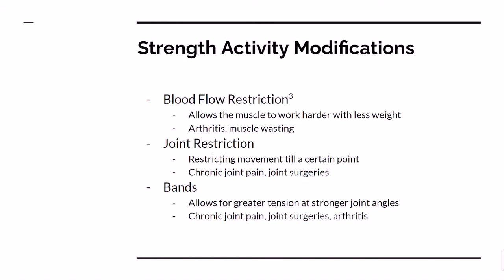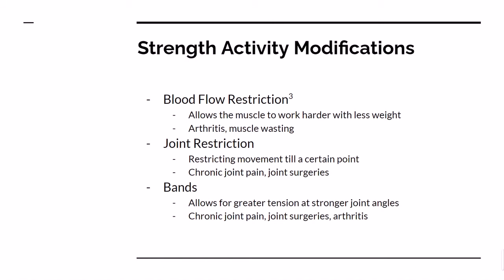So some strength activity modifications. There's blood flow restriction, which is where you actually tighten a band around your muscle very, very lightly, because the muscle actually will almost inflate whenever you start using it due to the blood flow and the blood flow drawing in water as well. So that band, whenever you put it on really light, it will eventually cause a little bit of restriction in the blood. This allows the muscle to work harder with less weight.